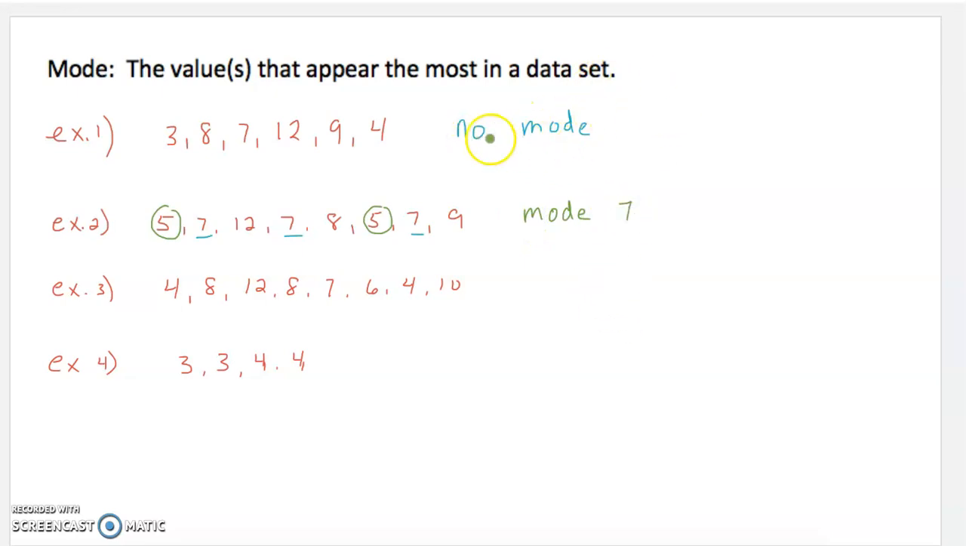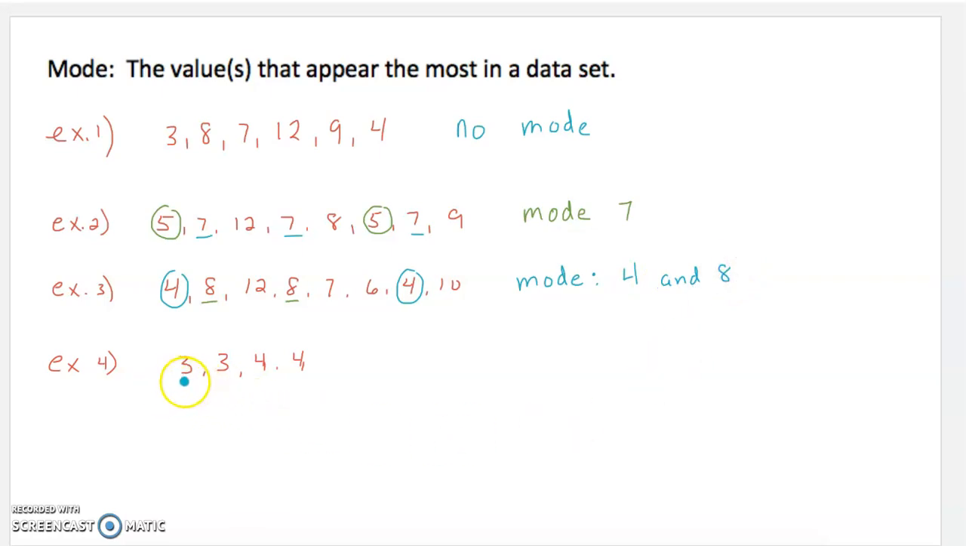So far we've seen that we can have no mode, we can have one mode, and let's check out example number 3. We have 4, 8, 12, 8, 7, 6, 4, 10. So I said 8 a couple times, and I also said 4 a couple times. Those two numbers appear more than any other number in the data set. So therefore, the mode here is going to be 4 and 8.